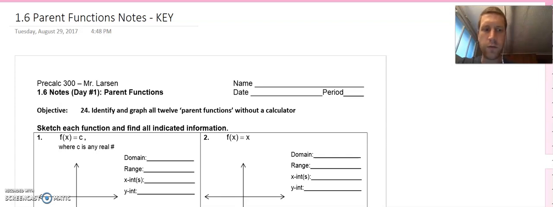There's more than 12. Next year in calculus, if you guys are lucky enough to take it, whether it's here or away at college, you will need to be familiar with all these parent functions. And we'll learn that most of the functions we study the rest of the year are either exactly these functions or some transformation of these functions. Okay, so there's 12 examples.